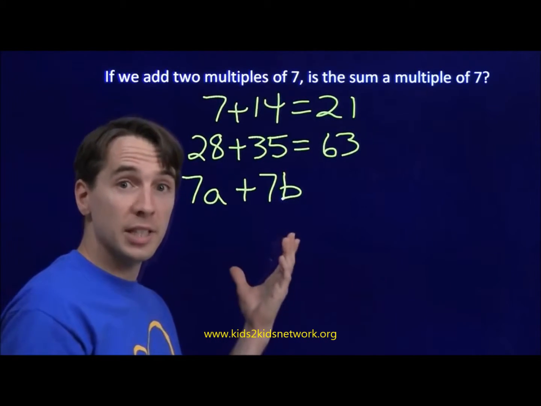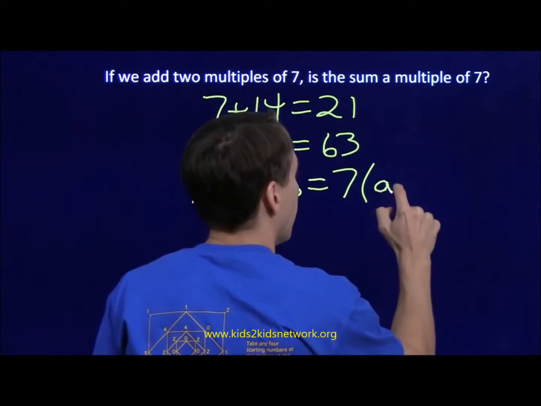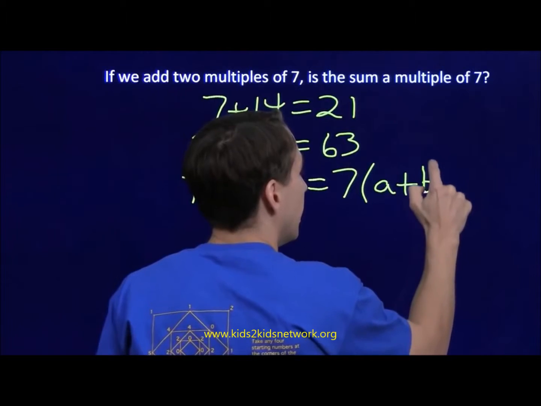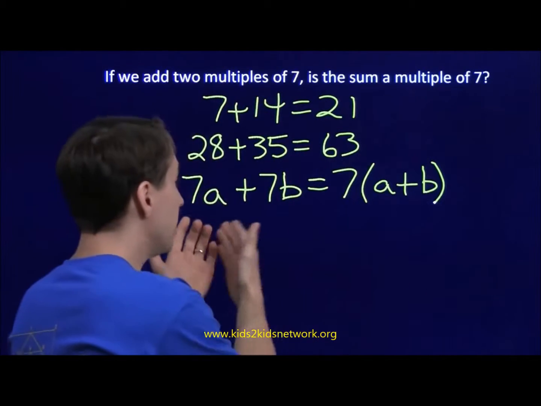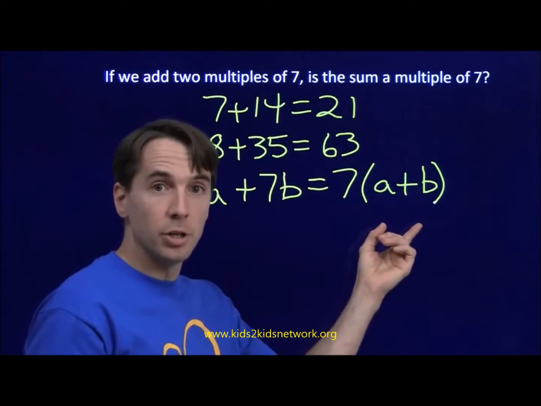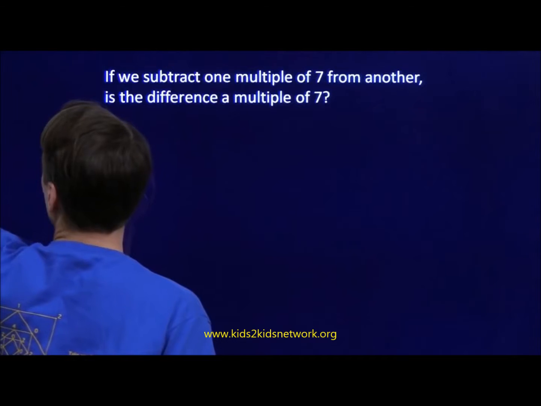So 7a plus 7b. We can just factor out the 7, and we have the product of 7 and a plus b. A and b are both integers, so a plus b is an integer, and we see that our sum is 7 times an integer, which means our sum is a multiple of 7. So that takes care of addition.